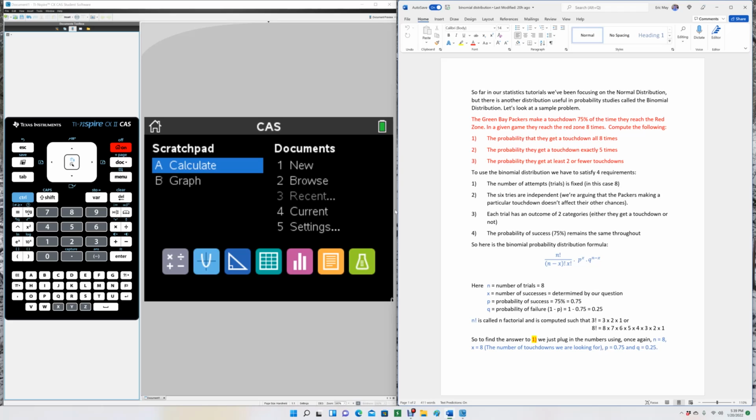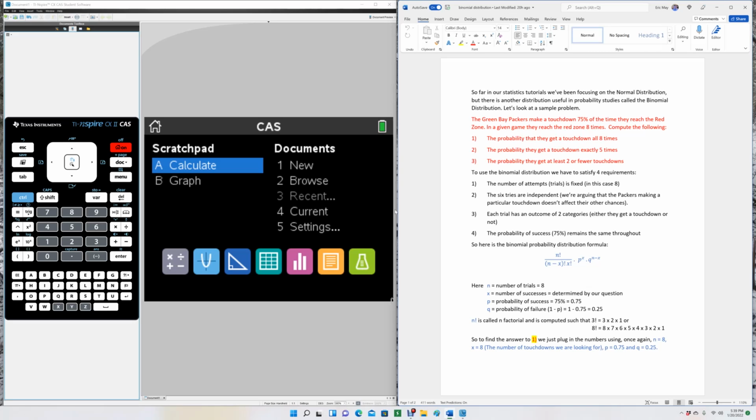Let's say the Green Bay Packers make a touchdown 75% of the time they reach the red zone. Now in a given game, let's say that they reach the red zone 8 times. Let's compute the following. 1. Compute the probability that they get a touchdown all 8 times. 2. Compute the probability that they get a touchdown exactly 5 times. And 3. Compute the probability that they get 2 or fewer touchdowns in the game.